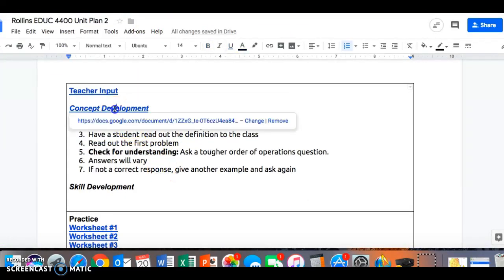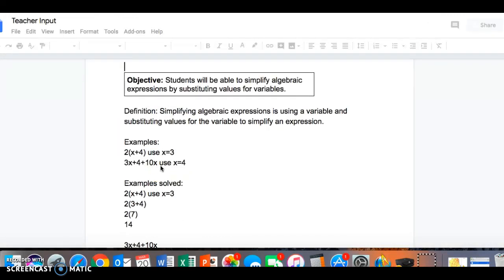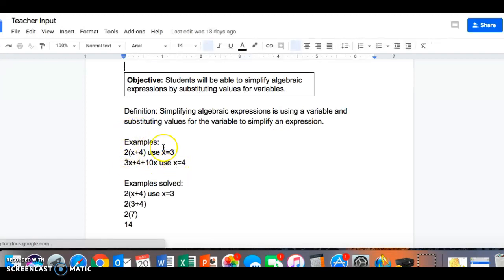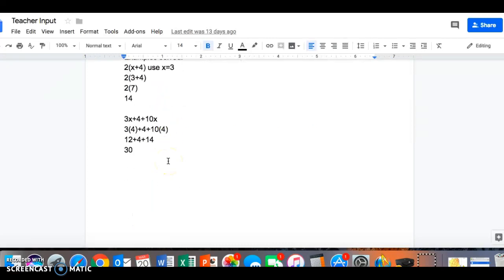And then also I have the notes I would use. These are some examples, and then the objective, and then the definition. And these are the examples solved.